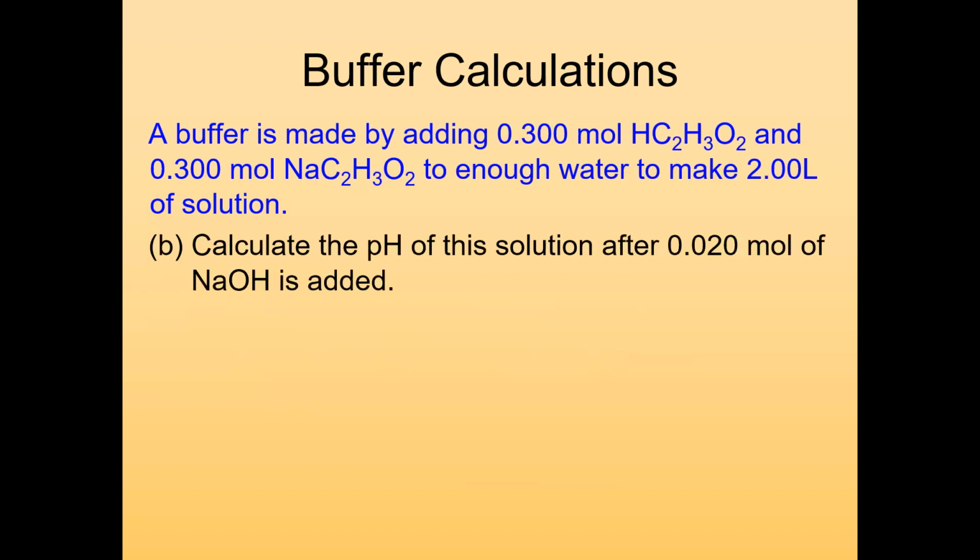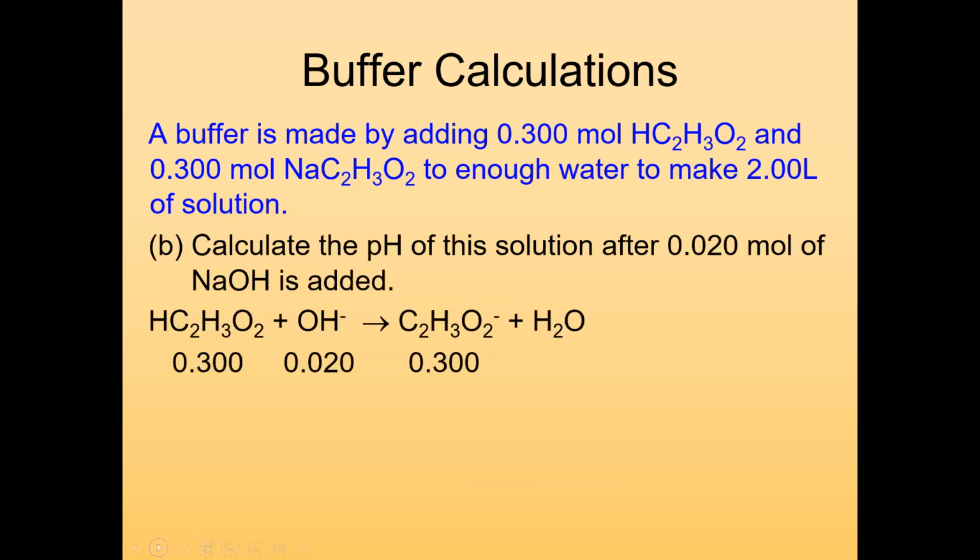To address the second problem, it wants us to calculate the pH after 0.02 moles of sodium hydroxide is added. So remember that this hydroxide is going to be absorbed by the acid. So we have to write that the acid reacts with the hydroxide. And remember, we already have some of the acetate ion at the beginning. We're reacting it with hydroxide. The overall goal is to neutralize the hydroxide.